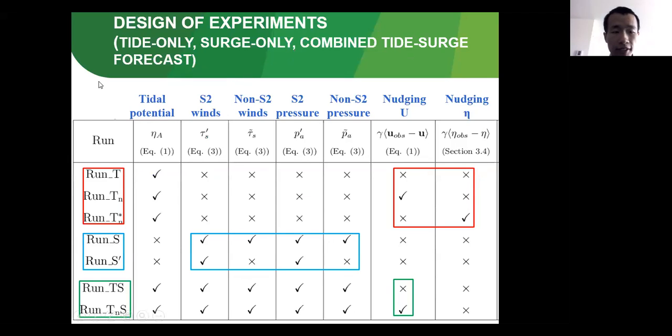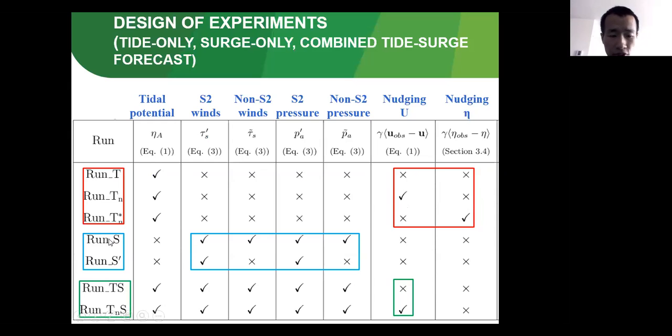In order to investigate a number of different issues, we set up the following experiments. And firstly, we have 3 tide-only runs. One is without nudging. The other 2 are either nudging U or nudging eta. So by comparison, we can see the effectiveness of the nudging and the comparison of the 2 different approaches.